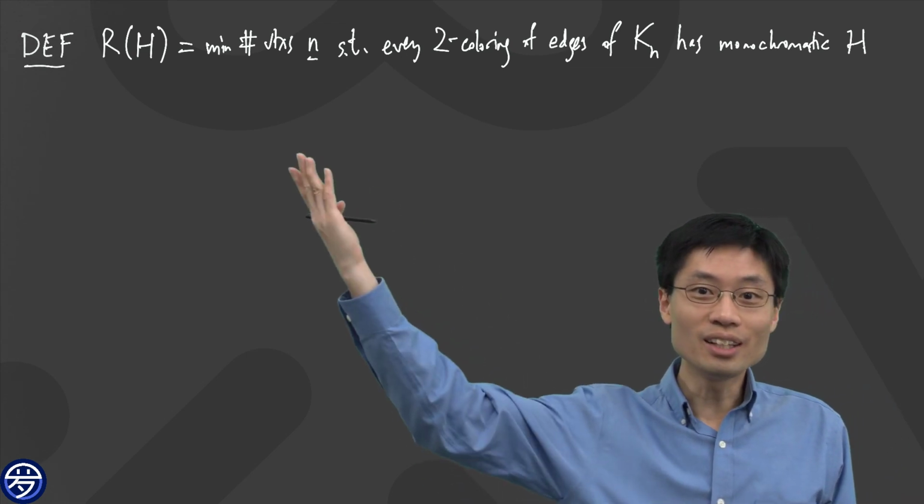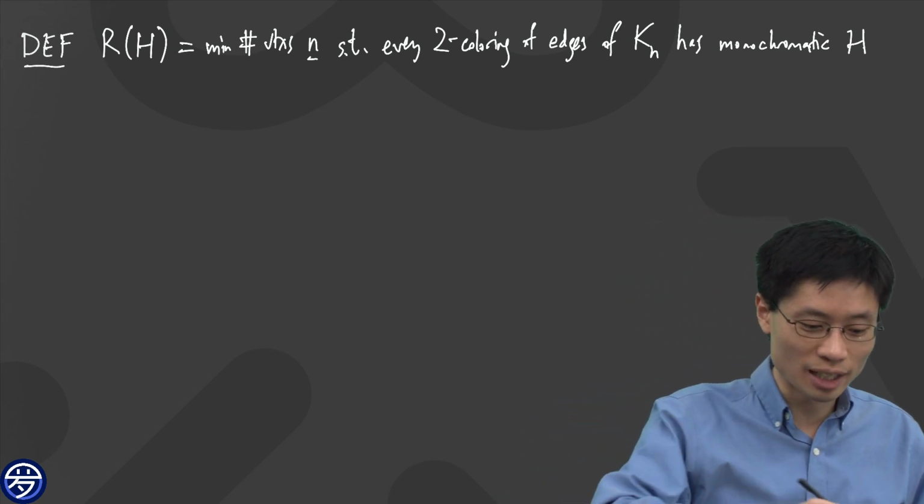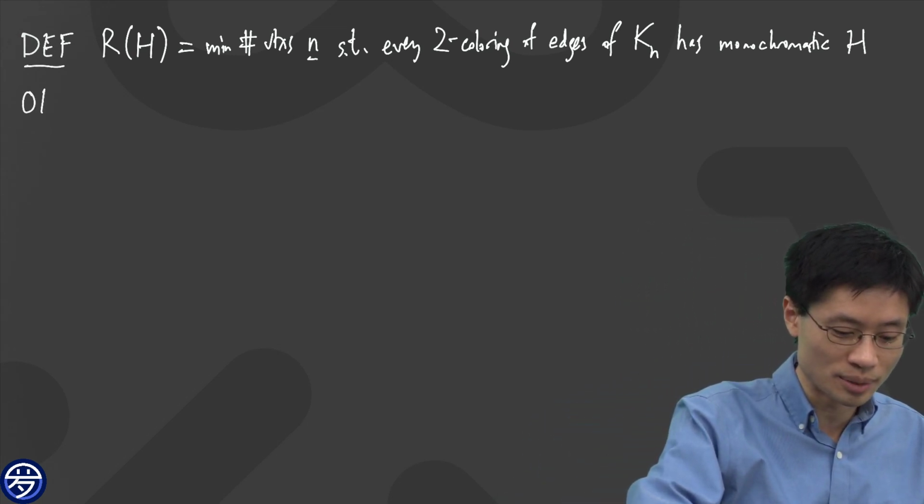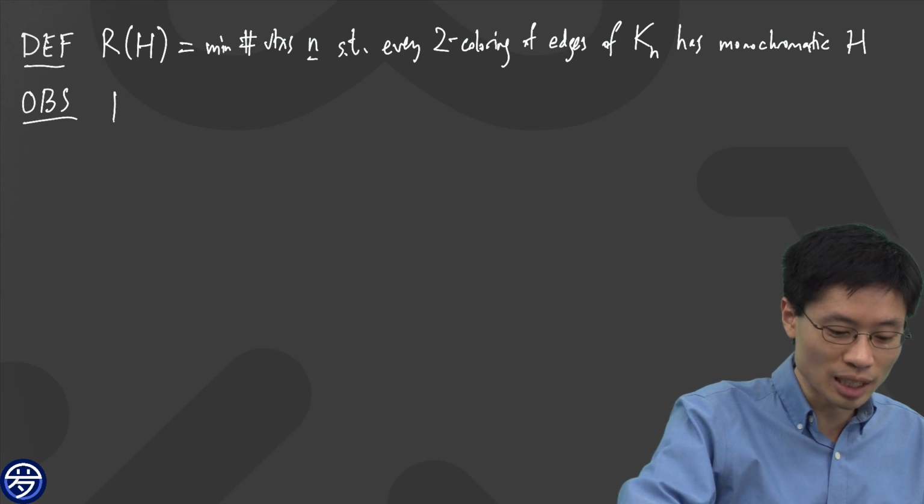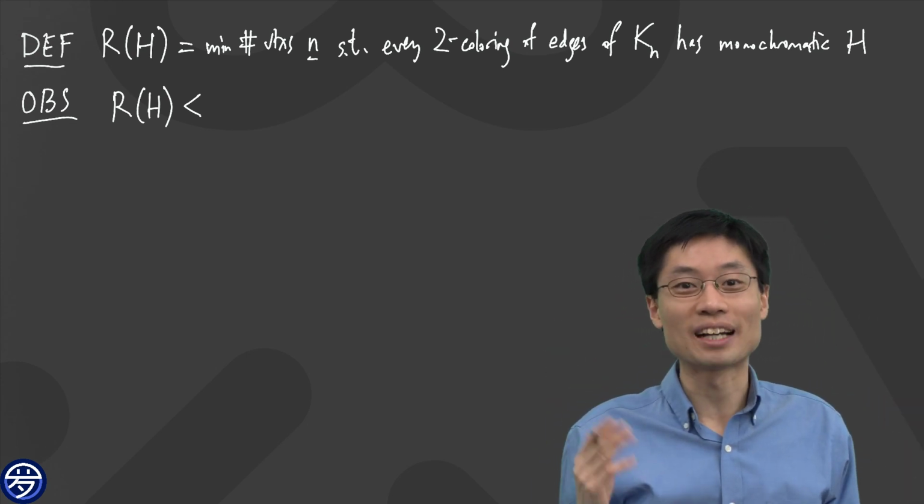Now, we already know that this R of H exists. We, for example, have an upper bound. From what we had before, we can call this an observation. Can anyone tell me an upper bound on the Ramsey number of H? It's finite. Can someone tell me some bound? It's just some finite number.